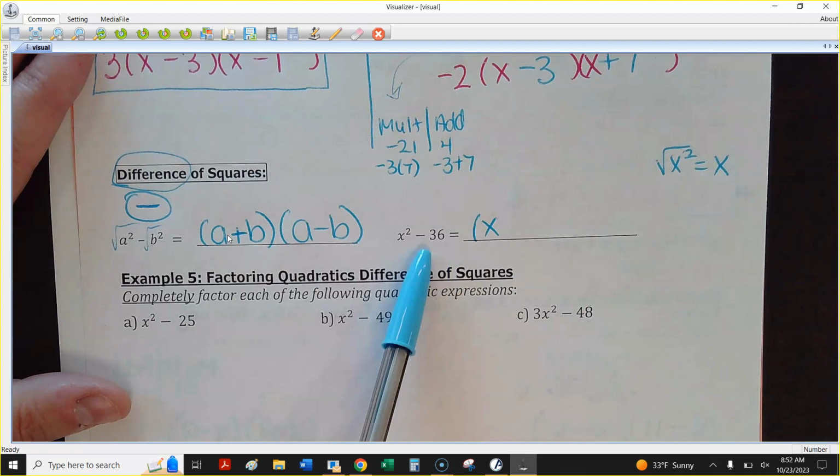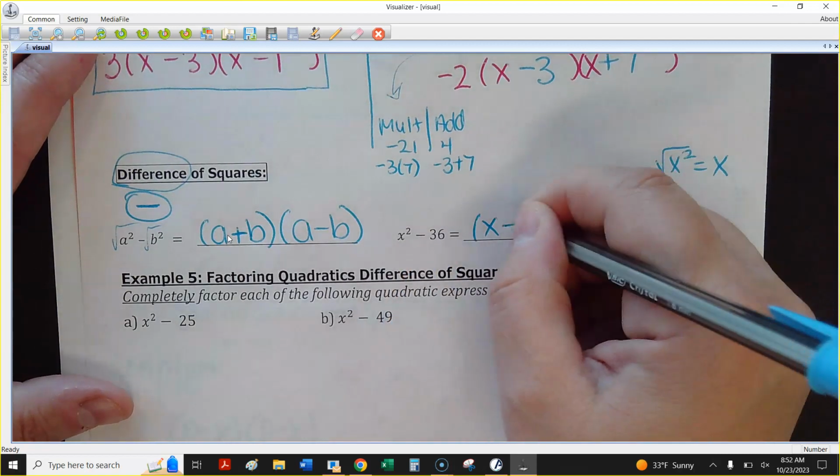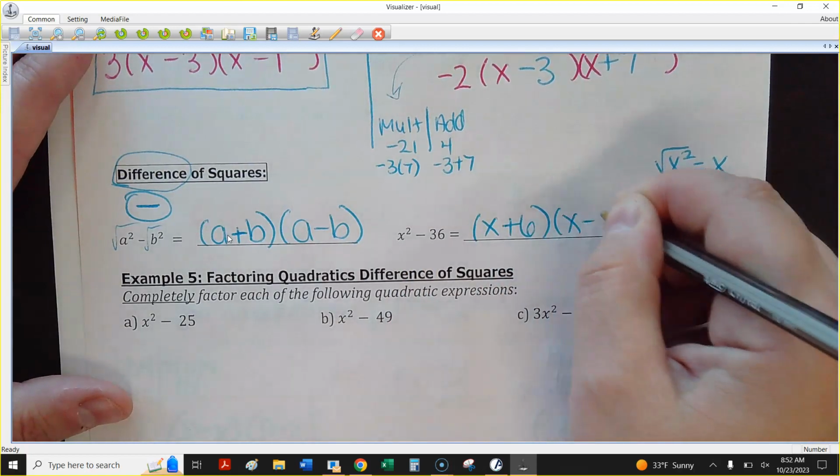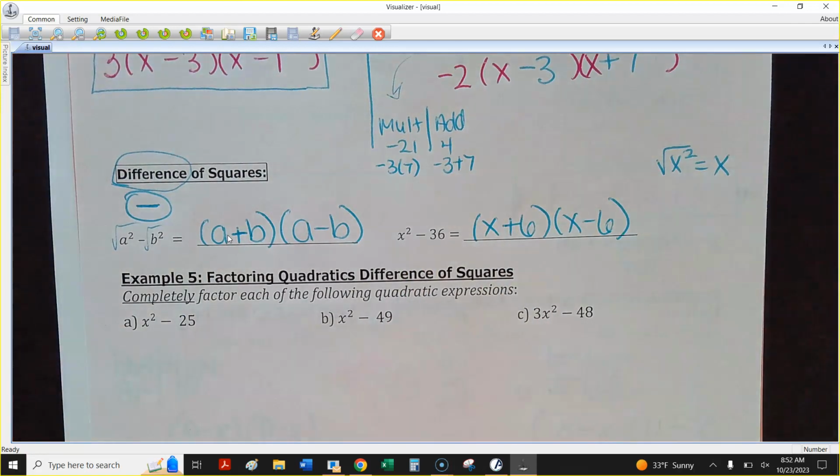What's the square root of 36? 6. You guys know that? Okay, so one of these would be x plus 6. The other would be x minus 6. That's the factored form. Now, I'm just going to show you this real quick on this example.